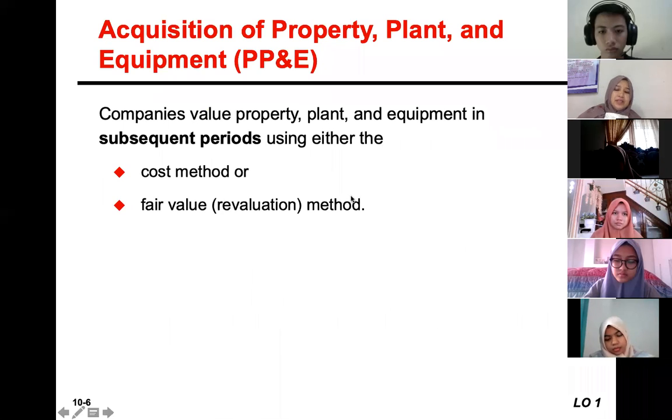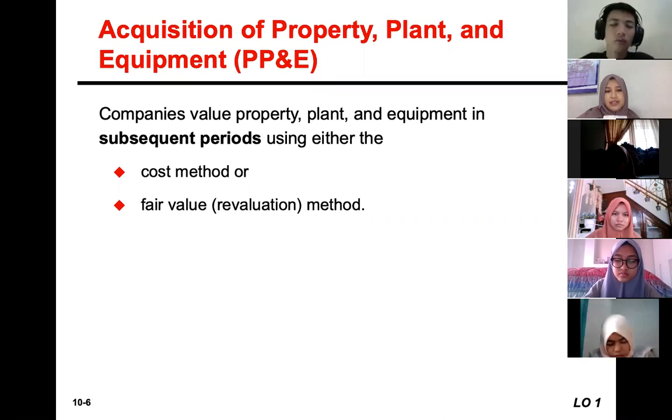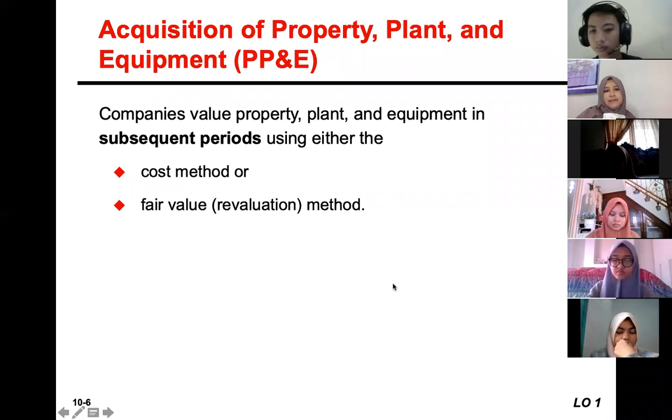Okay, the companies value the PPE can use either the cost method or fair value revaluation method in the subsequent period. And in the initial time, you use the historical cost, because historical cost also reflects the fair value. But in subsequent periods, the company may choose to use the cost method or fair value method.